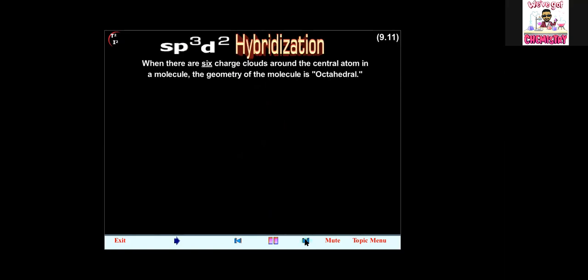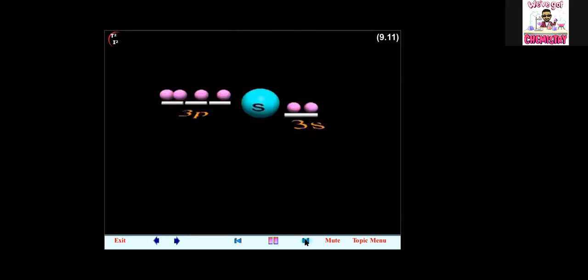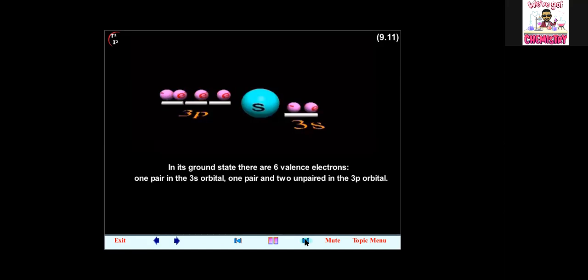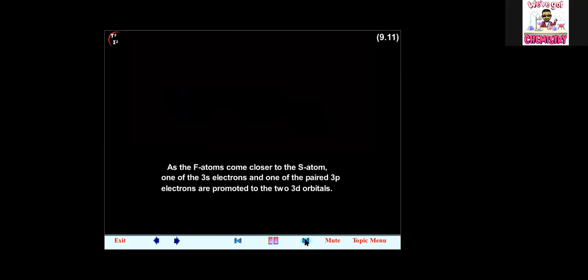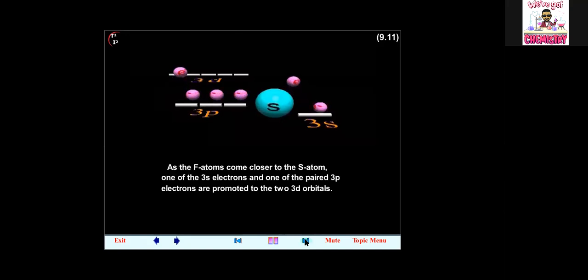When there are 6 charge clouds around the central atom in a molecule, the geometry of the molecule is octahedral. For example, in sulfur hexafluoride, the orbital diagram for the valence electrons in the sulfur atom is: in its ground state, there are 6 valence electrons, 1 pair in the 3s orbital, 1 pair and 2 unpaired in the 3p orbital. As the fluorine atoms come closer to the sulfur atom, one of the 3s electrons and one of the paired 3p electrons are promoted to the 2 3d orbitals.